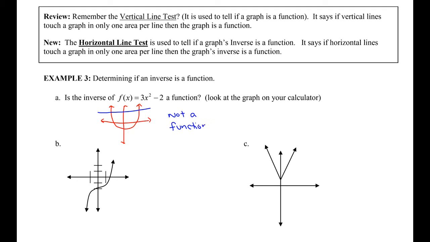And I'm going to do that for graph B and C as well. No matter where I draw a line on graph B, it will only hit the graph in one spot, which means the inverse graph will be a function. And for example C, I'm drawing a horizontal line. It crosses my graph in two spots. So the inverse of this graph will not be a function. We will look at the rest of the examples in class.